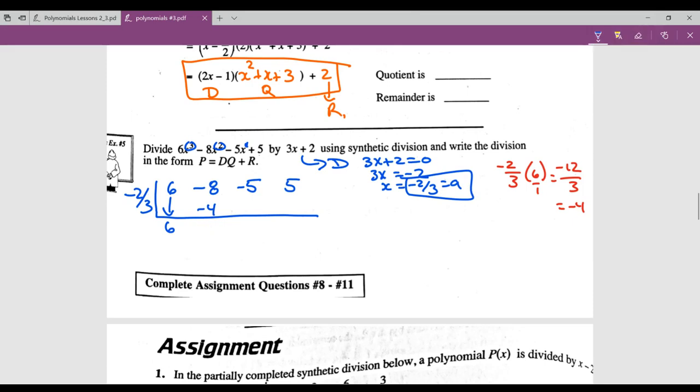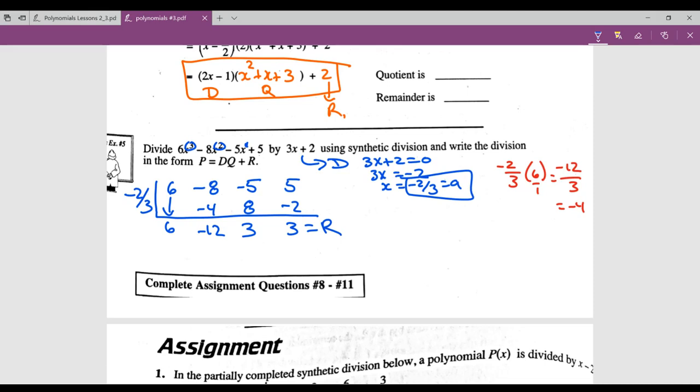Okay. Add again, negative 8, negative 4, negative 12. I'm not going to do this for everyone, so negative 2/3 times negative 12 is 8. You can check my work if you want. Add negative 5 and 8, and you get positive 3. Negative 2/3 times 3 is negative 2. Add again, and you're going to get 3. Last number is your remainder.